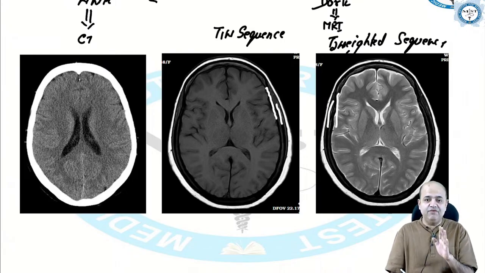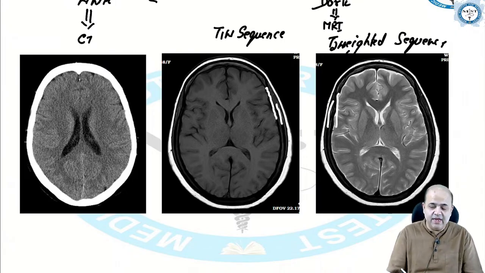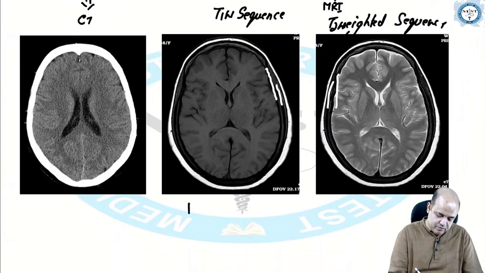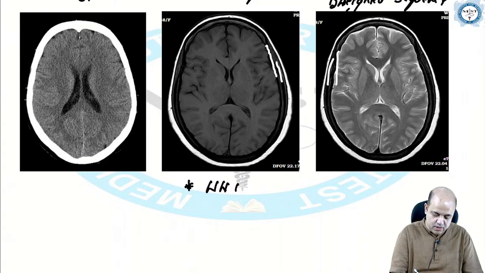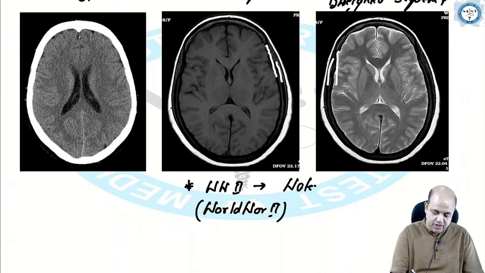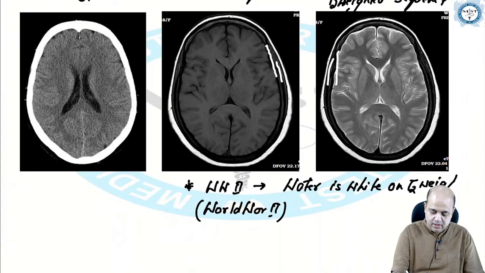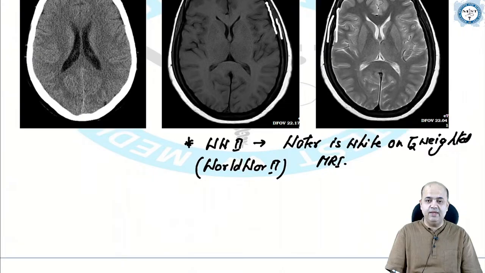And how do we identify whether it is a T1 weighted or a T2 weighted MRI? We use a mnemonic, and that is called World War II. This is: water is white on T2 weighted MRI. Okay.